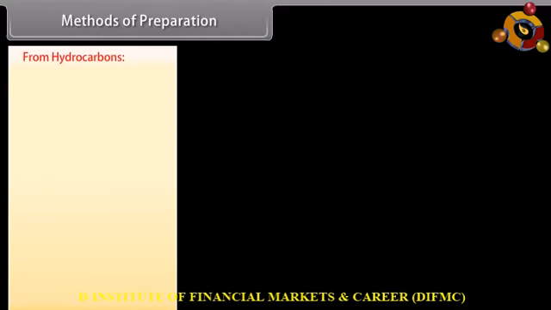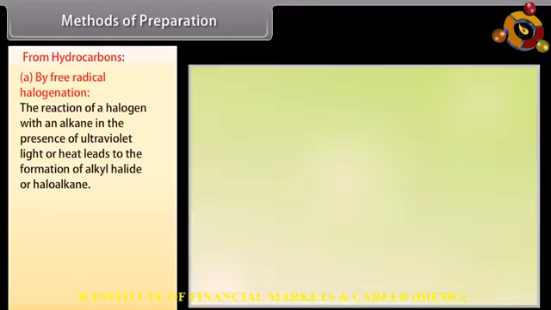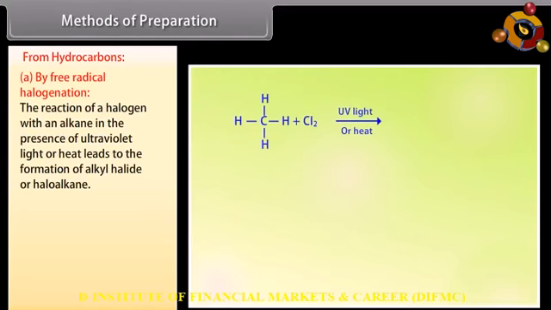Methods of preparation. From hydrocarbons. By free radical halogenation: the reaction of a halogen with an alkane in the presence of ultraviolet light or heat leads to the formation of alkyl halide or haloalkane.